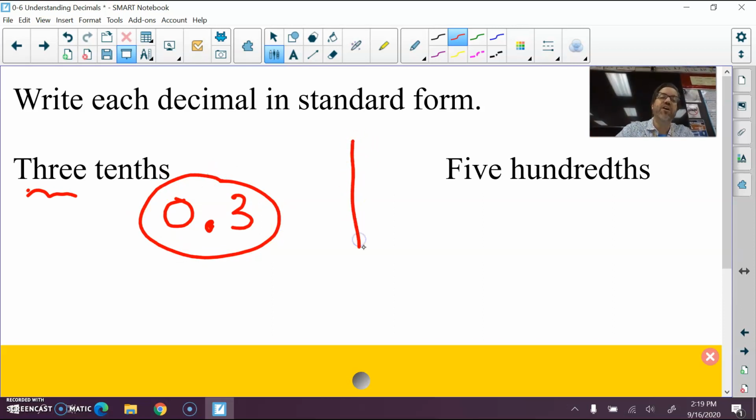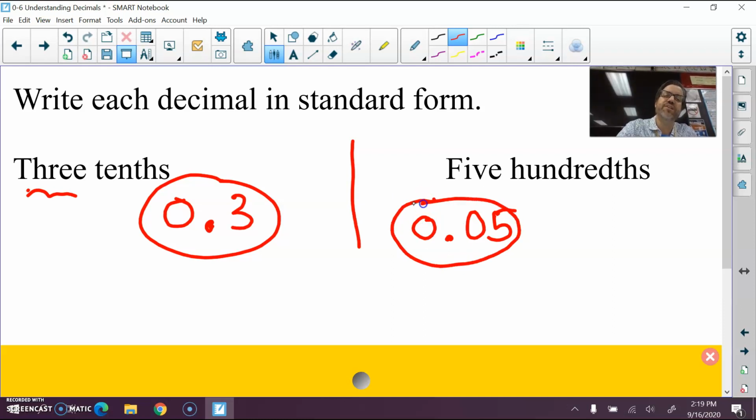Next one, I have 5/100. Now the hundredths place is the second place to the right of the decimal point. We have the tenths and then the hundredths place. So here's my decimal point. I put a 0 in the tenths place. The 5 goes in the hundredths place. And this is how I write 5/100. Again, I don't have any whole values, so I'll put a 0 in front of the decimal point, and that says 5/100. Now think about what 5 out of 100 looks like. Is that a lot? If you threw up 100 free throw attempts and you only made 5 of them, would that be any good? That wouldn't be very good. So 5 hundredths is a small amount.